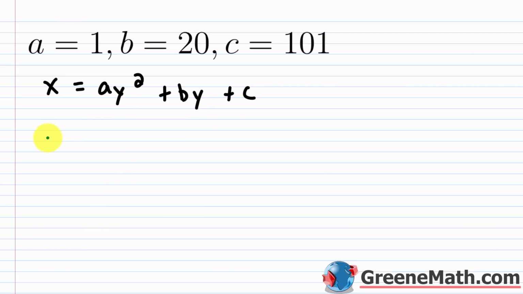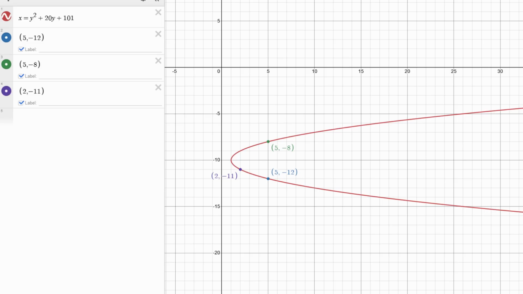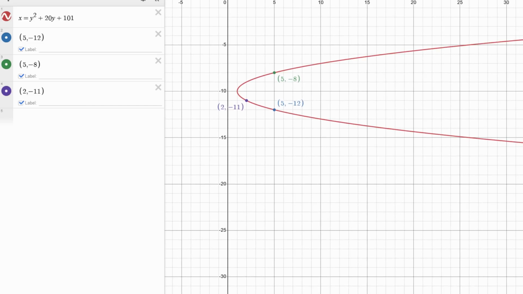So we're going to keep the x out here. And this equals, for a, it's 1. So don't put anything. You just put your y squared. And then plus, for b, it's 20. So that's 20y. And then plus for c, that's 101. Okay, so if you look at this on Desmos, this is your x equals y squared plus 20y plus 101.